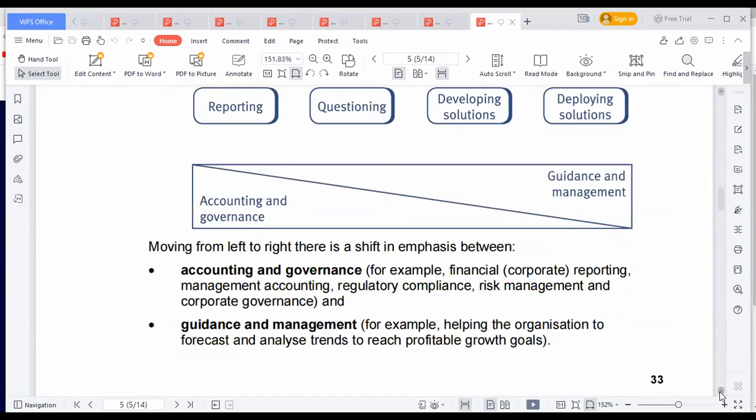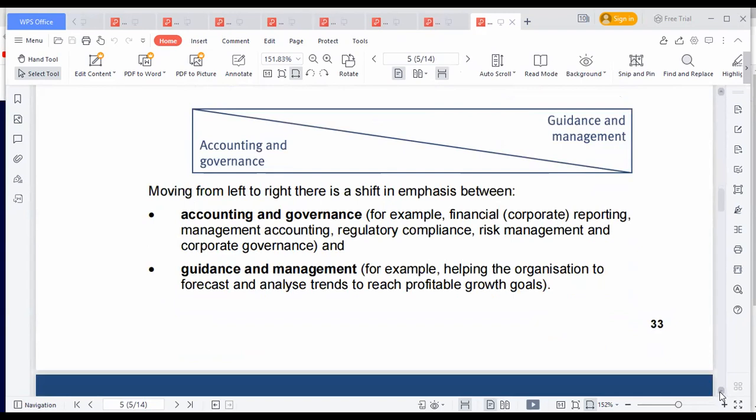So it says, moving from left to right, there is a shift in emphasis, right? When we are starting by gathering information and analysis for insight, we are looking at accounting and governance. So it's more like we concentrate on figures, in most cases. We gather information and analyze that information. That is more like accounting and governance.